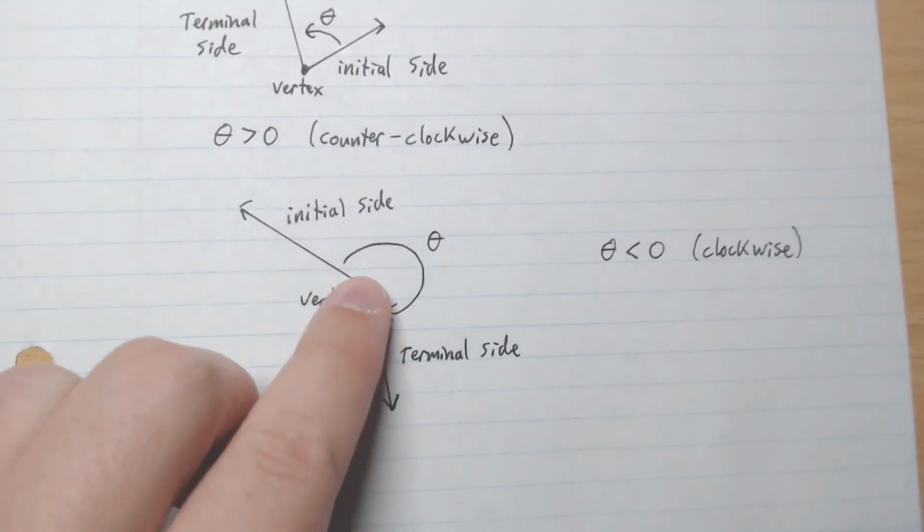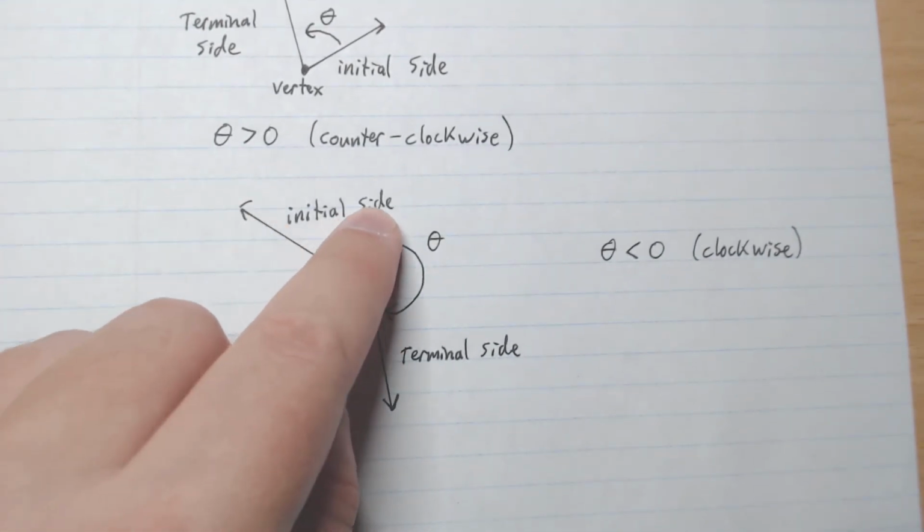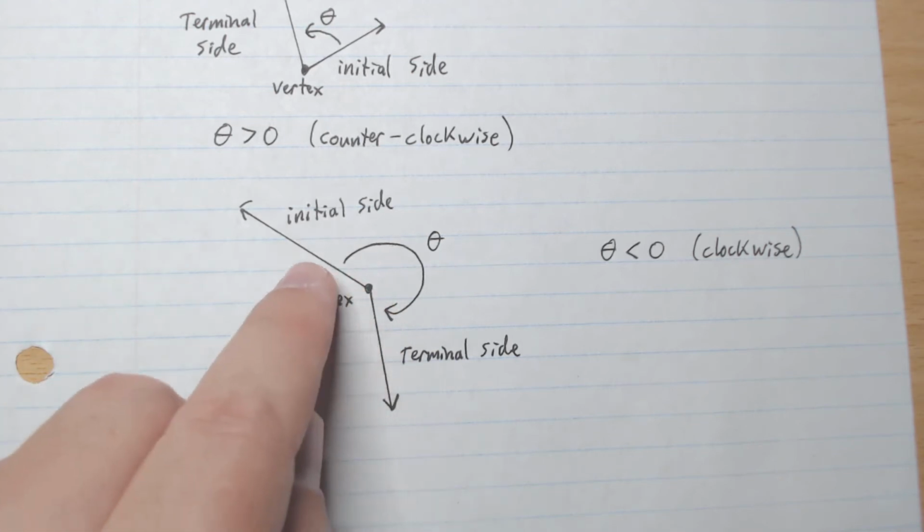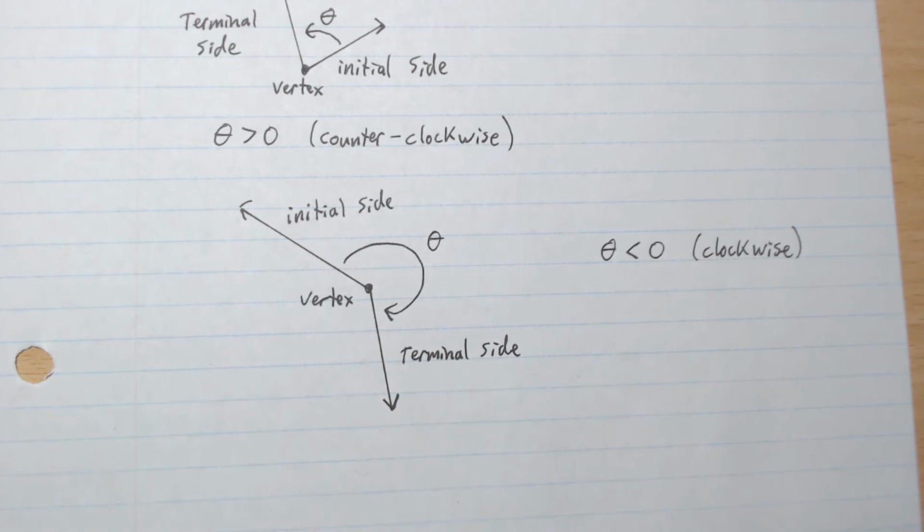Another example here, we have the initial side here. We're going around clockwise, and this is the terminal side around the vertex like that. If it's going clockwise, it is less than 0.